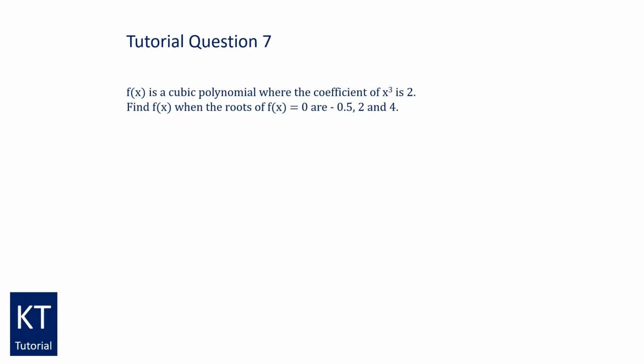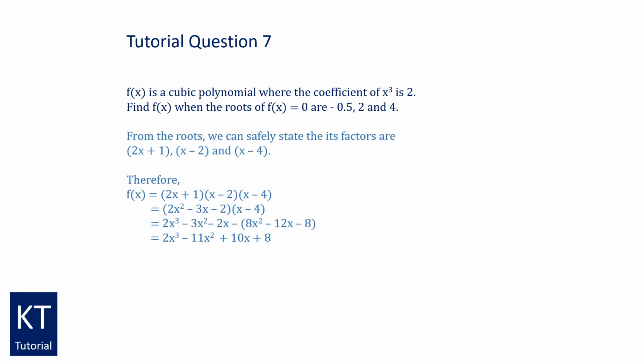Tutorial question 7. f(x) is a cubic polynomial where the coefficient of x cubed is 2. Find f(x) when the roots of f(x) equal to 0 are minus 0.5, 2, and 4. From the given roots, we can safely state that its factors are 2x plus 1, x minus 2, and x minus 4. Therefore, f(x) is the product of 2x plus 1, x minus 2, and x minus 4. You could now expand on the product to get to the required cubic polynomial.